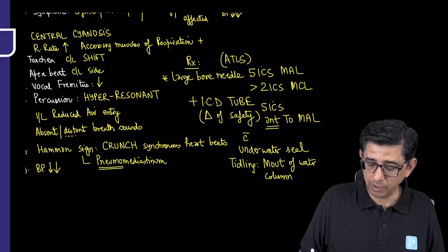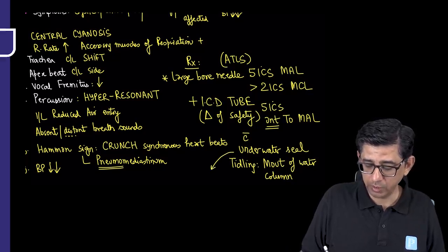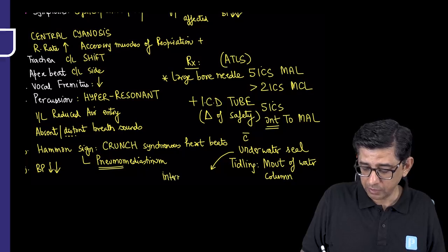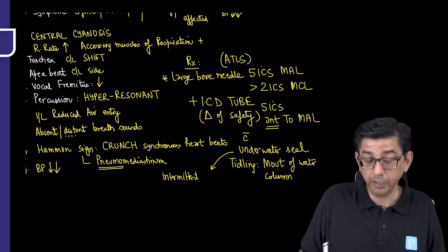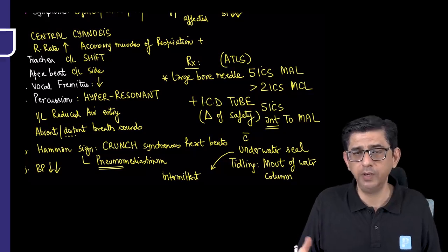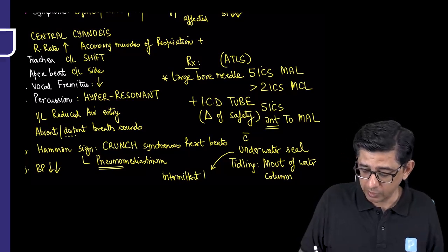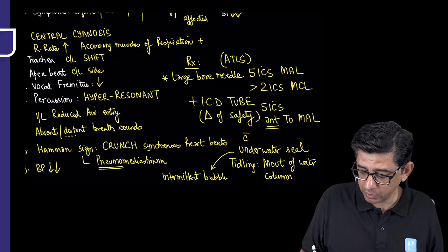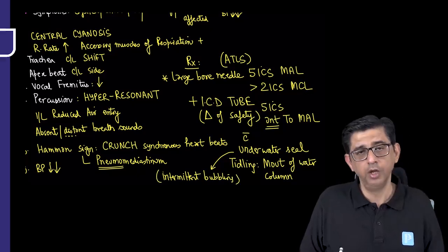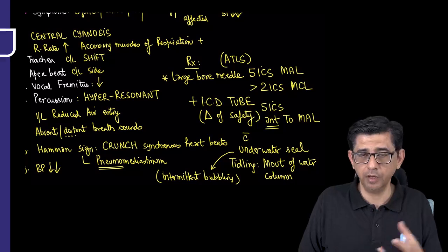At the same time, in this underwater seal, you are also going to notice intermittent bubbling. They've asked in the exam that if there is a continuous bubbling of air, what does it indicate? It means there is an air leak. I mean, the connections are not proper. There is an air leak present. So there is going to be an intermittent bubbling synchronous with respiration. When the person breathes, you will notice some bubbles of air escaping.